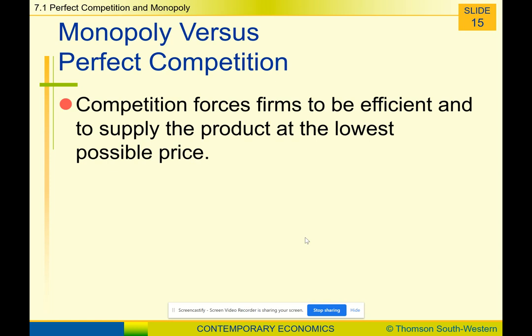We're looking at monopoly versus perfect competition. Competition forces firms to be efficient and to supply the product at the lowest possible price. That's the Invisible Hand of the Market by Adam Smith. Competition helps us out because the market produces what we need due to our demand. And therefore, that's why you can go to the store and get eggs at a low price.